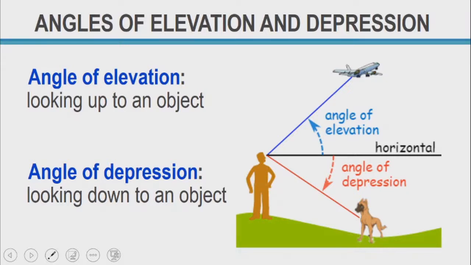Whereas the angle of depression is the angle that the line of sight makes with the horizontal line when we are looking down to an object. So angle of elevation is when we are looking up, angle of depression is when we are looking down to an object.